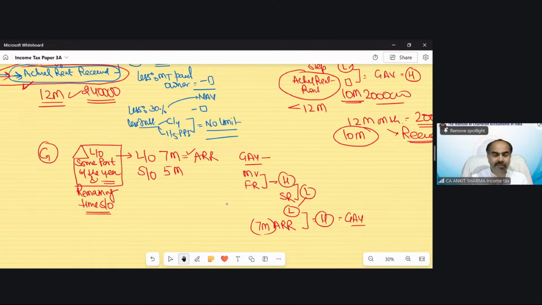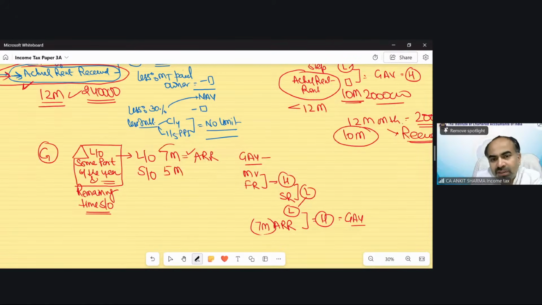Actual rent received. In case D, it would be for the full year because the property was let out for the full year and full year rent was received. In case E, the property was let out for the full year, but rent received is less, so ARR would automatically change. Now in case G, it is let out for part of the year, so we will take the actual rent received for that part of the year. Part of the year let out, part of the year self-occupied.